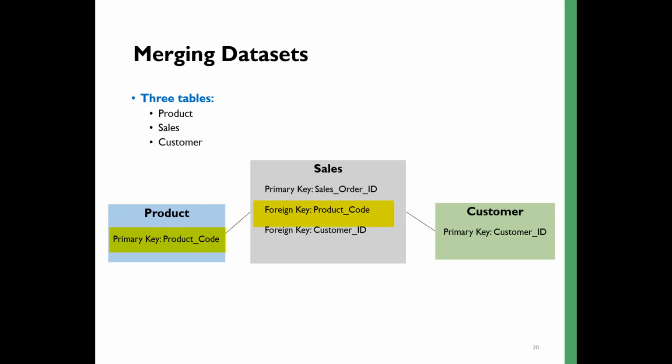Also, to link the sales table with the product table, we will be using the product code as the common merging variable. And for the sales table and the customer table, we can link them together with the use of customer ID as the common merging variable. So that is going to be our logic for merging the 3 tables together.